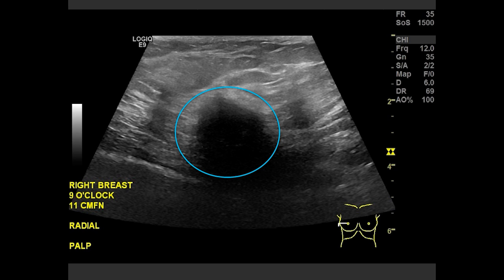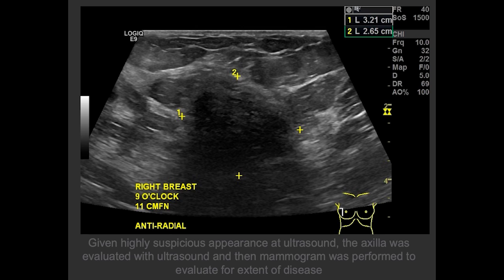And deeper in the breast, in the same area, we find this large, shadowing, hypoechoic, suspicious-looking mass. We adjust our settings a little bit and get a better look, and we can see that this measures just over 3 centimeters. So this is much more concordant with the palpable finding. This is also very suspicious based on the fact that it's hypoechoic and there is posterior acoustic shadowing.